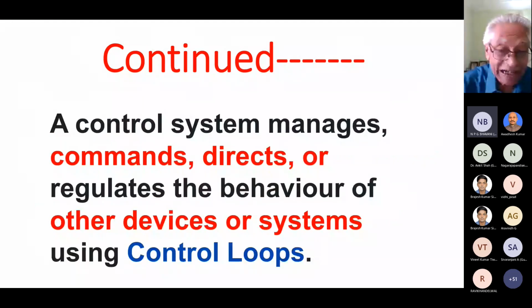A control system manages, commands, directs, or regulates the behavior of other devices or systems using control loops. Naturally, you may have an open loop system, but the open loop system doesn't have any control on the output. Whatever output the system produces by default, if you are happy with it, it's okay. You don't require any control. But if you want a desired output and want to regulate the behavior accordingly, then you have to have control loops, in the form of a feedback system or closed loop system.